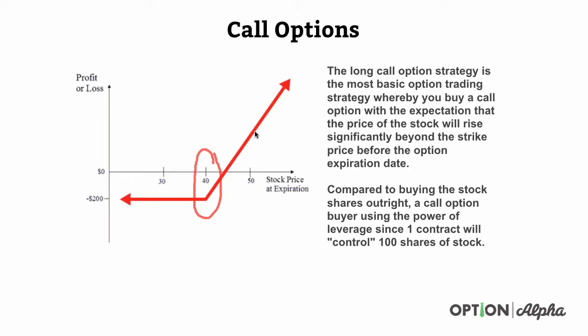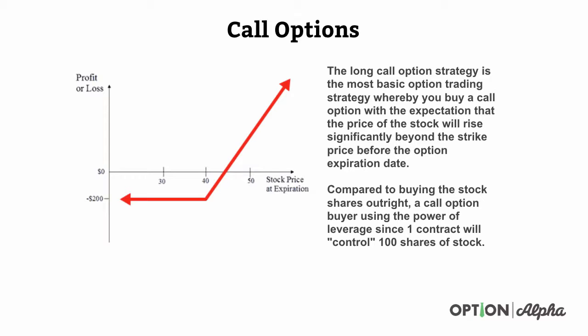Now, your expectation, obviously, is that the stock price is well beyond the 40 price at some time in the future before the expiration date. So if right now the stock price is at, let's say, $30, you're hoping that it's beyond $40, because that's your strike price, and it's beyond that price point in the future for you to make money. Now, compared to buying the stock shares outright, a call option buyer uses the power of leverage that we've talked about previously, since one contract will control, or leverage, 100 shares of stock.